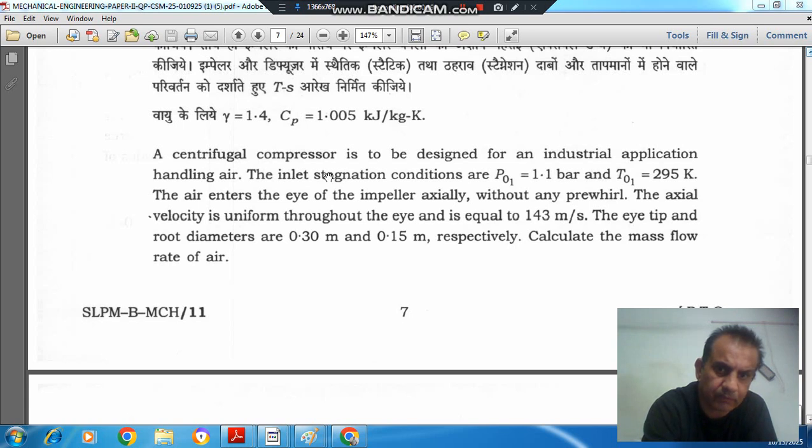The question is: a centrifugal compressor is to be designed for an industrial application handling air. The inlet stagnation conditions are P01 equal to 1.1 bar and T01 equal to 295 Kelvin. The air enters the impeller without any pre-whirl. The axial velocity is uniform throughout the eye and is equal to 143 meter per second. The eye tip and root diameters are 0.3 meter and 0.15 meter respectively. Calculate the mass flow rate of air.